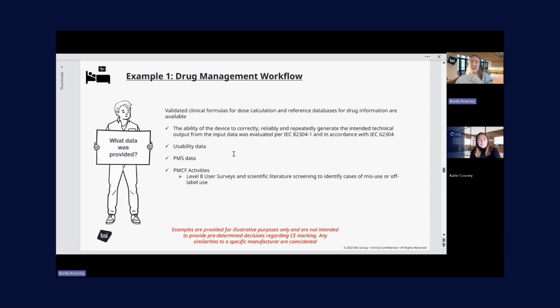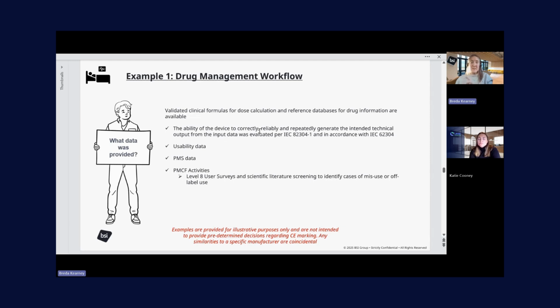So for this one, what they did was they had to demonstrate that the device correctly, reliably, repeatably generates the intended technical output from the input, technical performance. And they did this using IEC 82304 in accordance with IEC 62304.